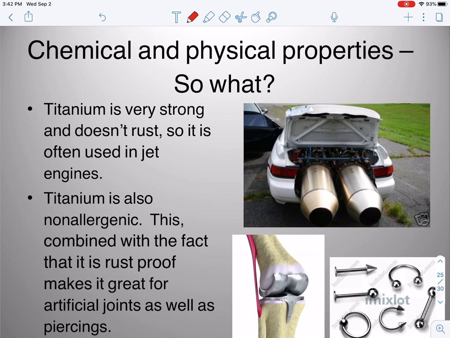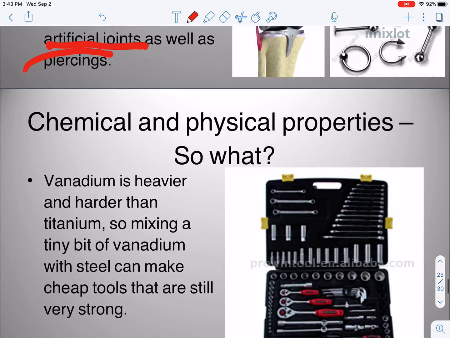Titanium. Titanium is very strong and it doesn't rust. That's why we use it in jet engines. Knowing these physical properties about titanium also lets us realize that because it's rust-proof and it's non-allergenic, we can use it, for example, in artificial joints or in piercings that people get. So knowing these chemical and physical properties of a substance can be important.